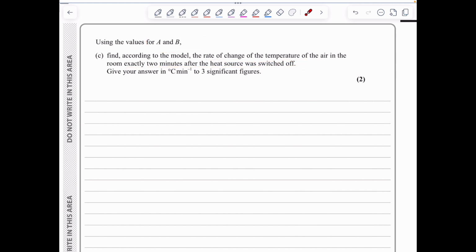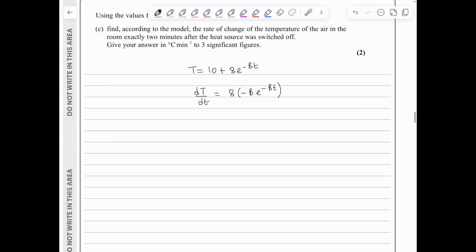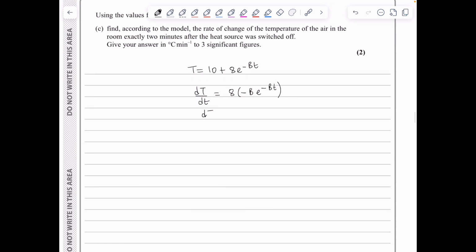So we know from the previous part that capital T is 10 plus 8 e to the minus bt, and we've got the value of b. So the derivative of capital T with respect to small t will simply be 8 times minus b e to the minus bt. I will be evaluating this when small t is 2, so 2 minutes after switching off the heat source. So when small t is 2, we've got minus 8b e to the minus 2b.